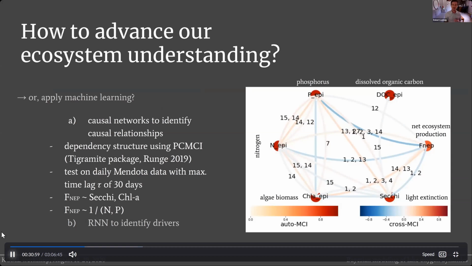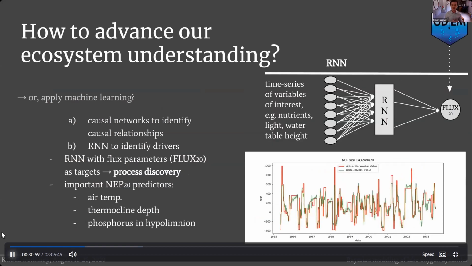The second thing that we tried was to use a recurrent neural network. And in this case, our flux20 parameter, so the parameters that were calibrated for our process-based model, were now used as our targets. And using this RNN, we now wanted to see which ones of the input variables are important or sensitive.